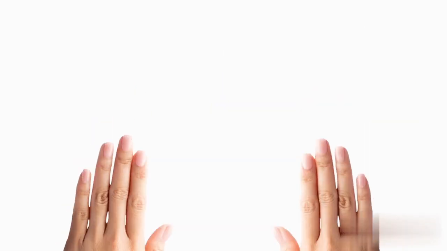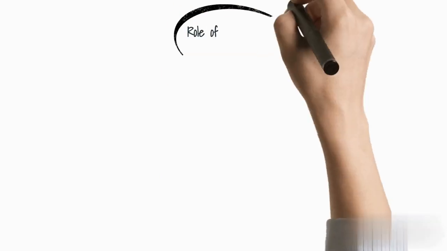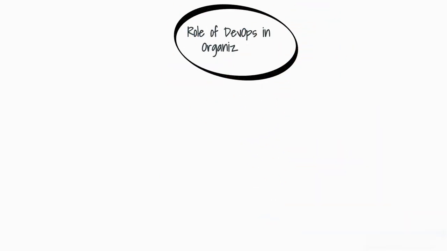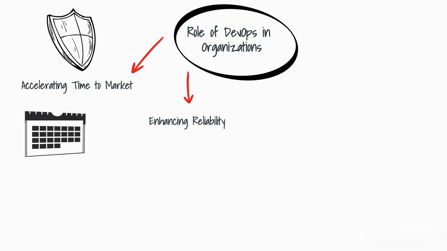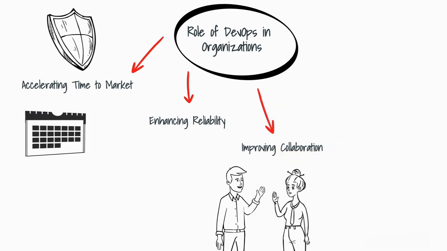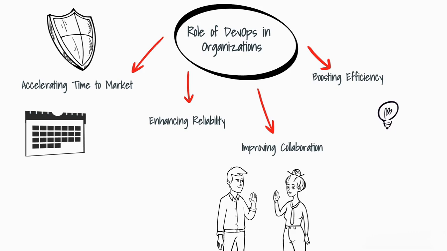Role of DevOps in modern organizations. DevOps plays a crucial role in modern organizations by accelerating time to market, quicker releases and responses to customer needs. Enhancing reliability, ensuring consistent and reliable updates. Improving collaboration, fostering a culture of shared responsibility and continuous improvement. Boosting efficiency, reducing errors and manual work through automation.